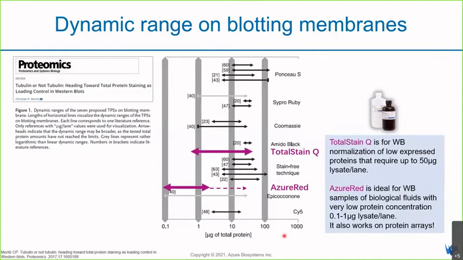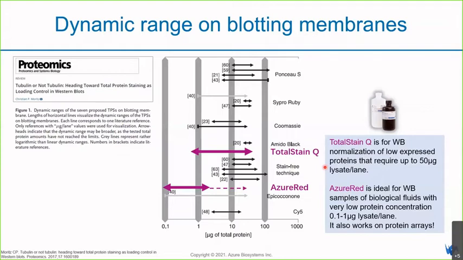This is very good because it mentioned what is best working on, what kind of digital imaging you need to use, and then what is the optimal range of concentration as well. Here I added two more reagents, which are Total Stain Q and AzureRed, to show you how the dynamic range of these total protein stains might be affecting your final data.